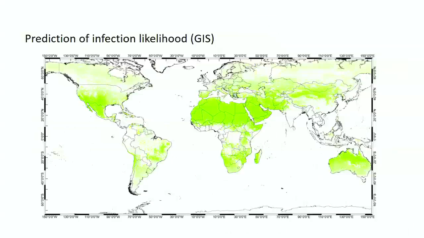Taking that in terms of especially thermal biology, we've started to work on GIS mapping to look at infection likelihood based on the insect trapping data. So this, we're going to try and send it to Journal of Geography or something. And what it shows is that there are areas in Brazil, for example, here, where infection likelihood is greater. So the greener it is, the greater the infection likelihood.